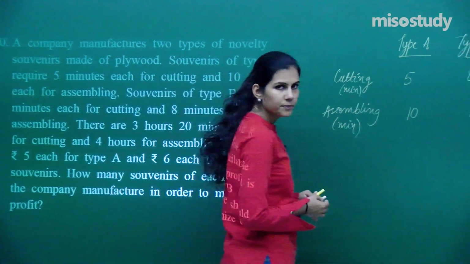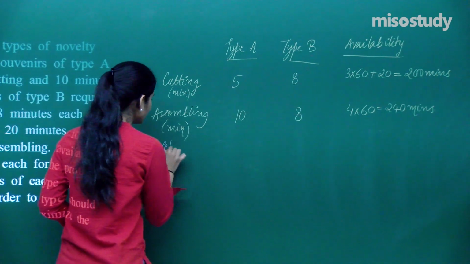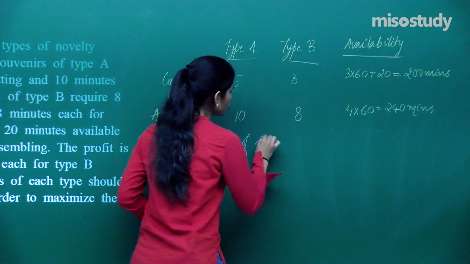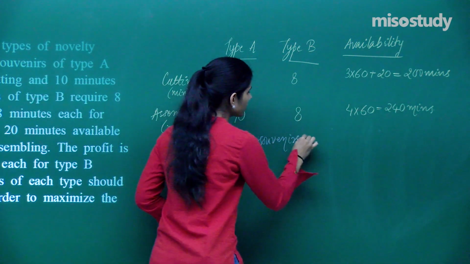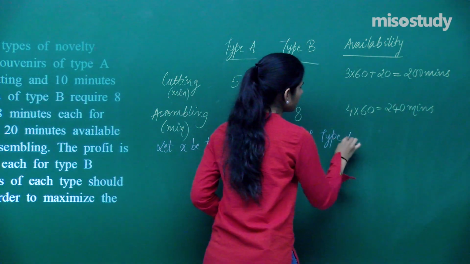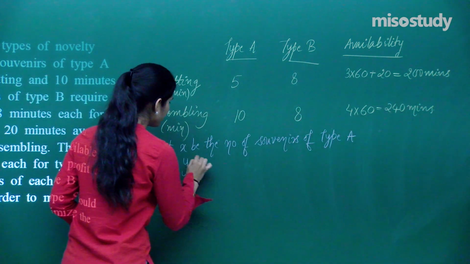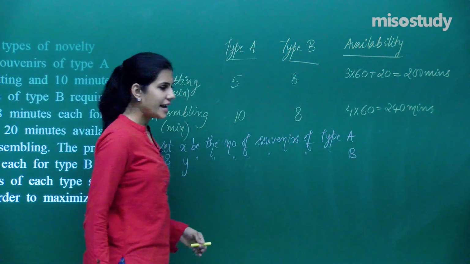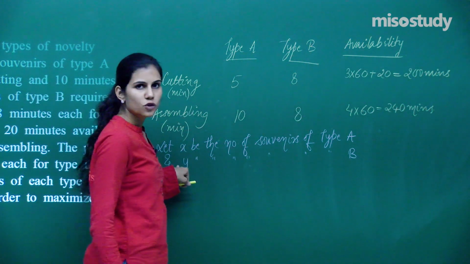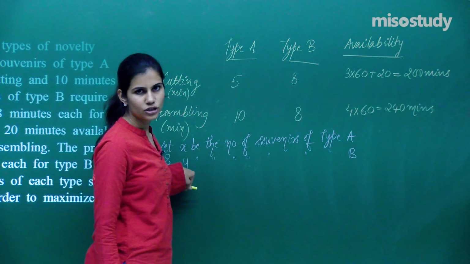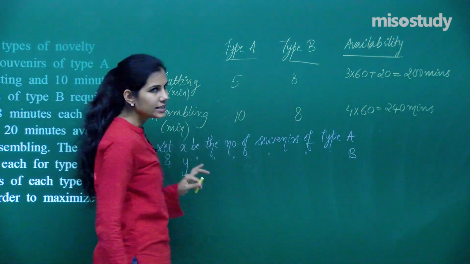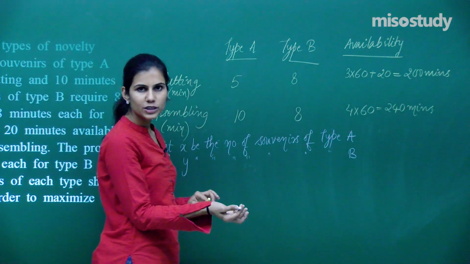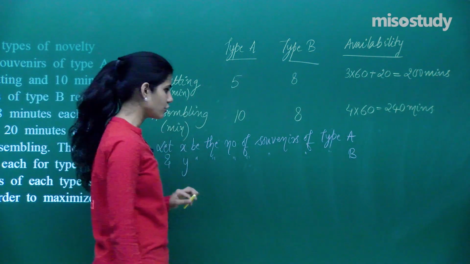Okay, so let us begin. We know how to deal with such problems. I am saying let X be the number of souvenirs of type A and Y be the number of souvenirs of type B. I need to find out how many souvenirs of type A and how many of type B I should actually manufacture to maximize my profit such that all these constraints are satisfied. So, suppose X is the number of type A souvenirs to be manufactured and Y is the number of type B souvenirs to be manufactured.